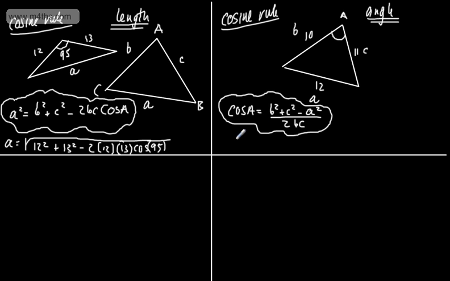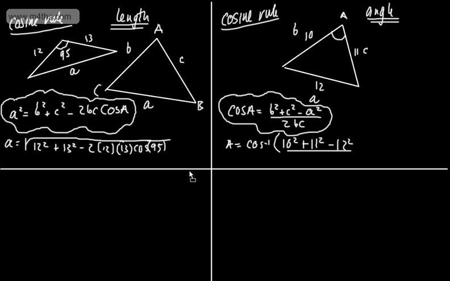So in this particular case we could say that A is going to be equal to the inverse cosine of b squared. So that's going to be 10 squared plus c squared, which is 11 squared, minus a squared, which is going to be 12 squared, and we would divide that by 2 times b times c.